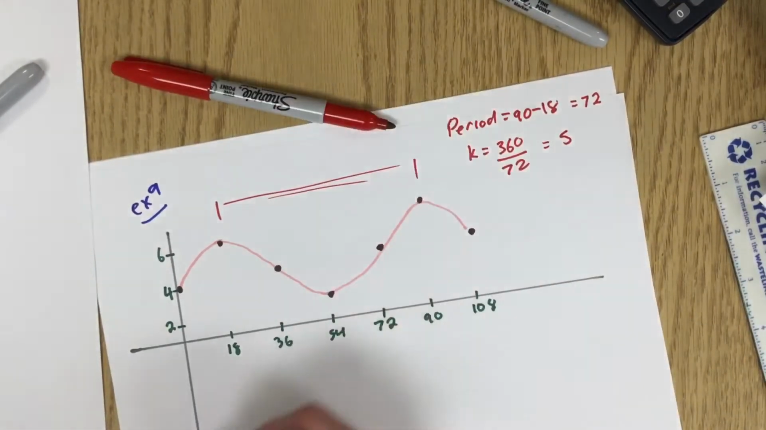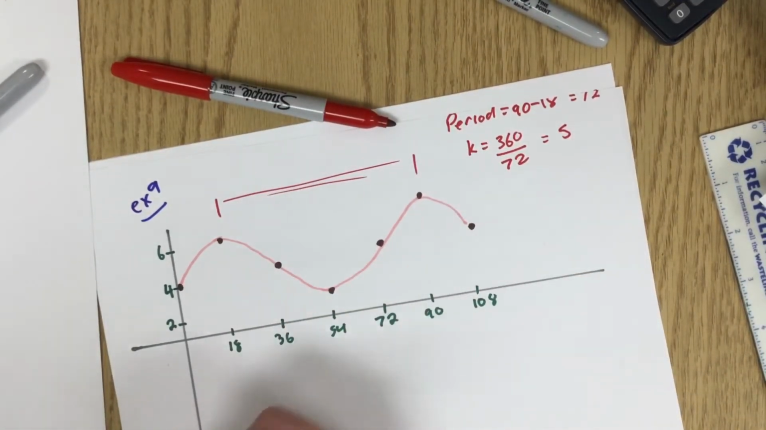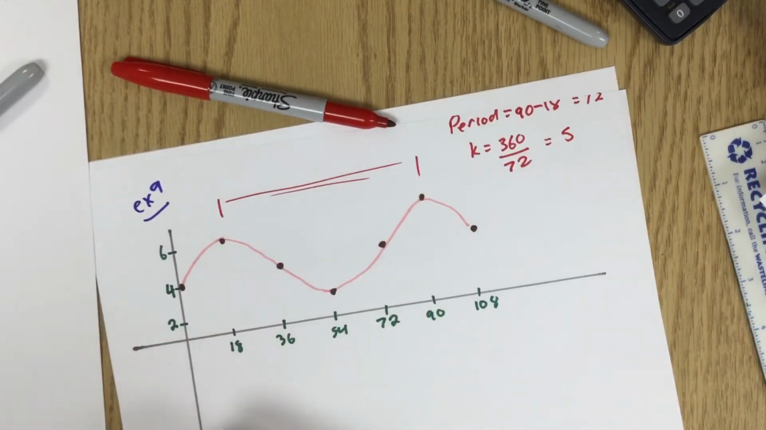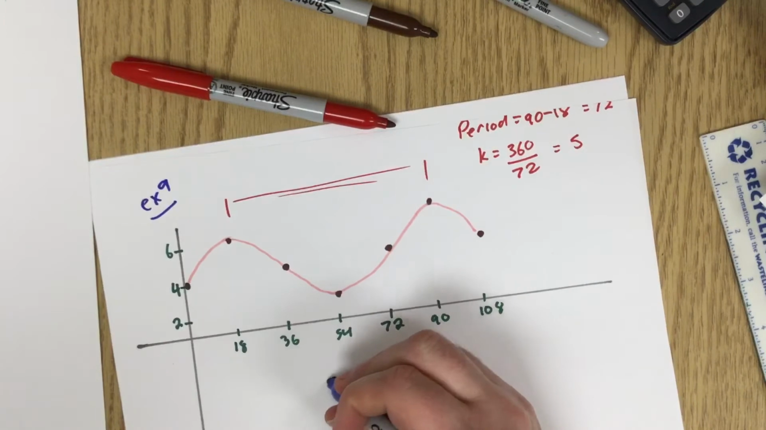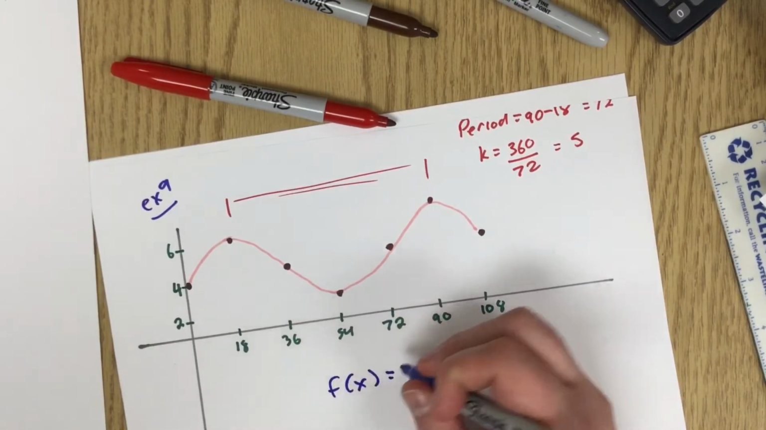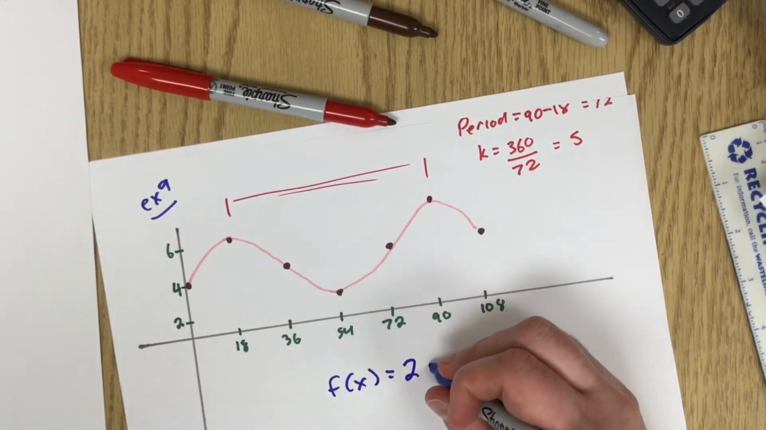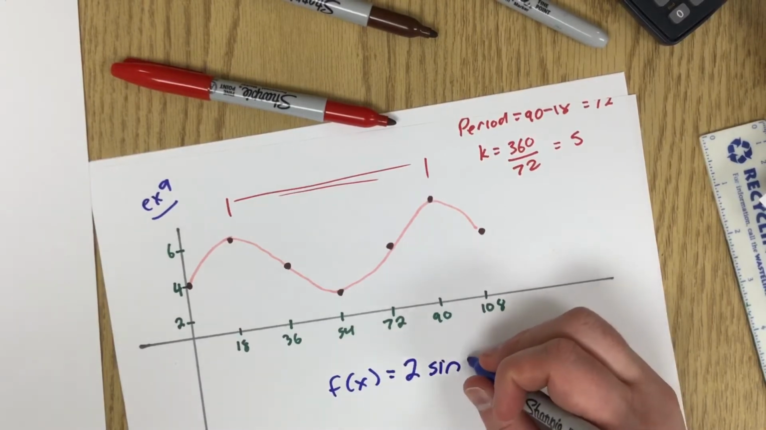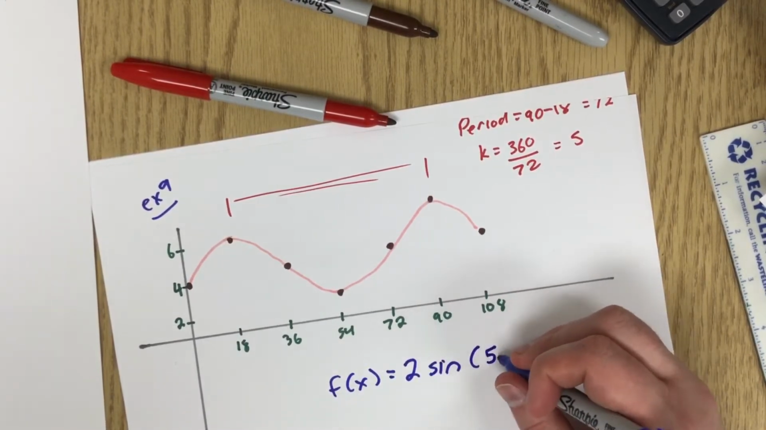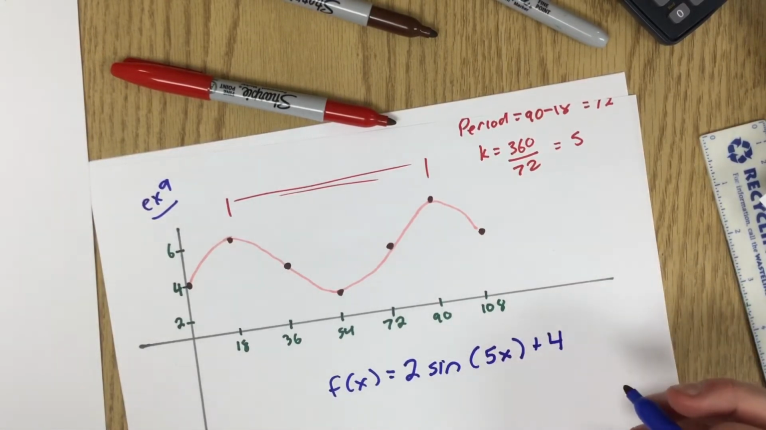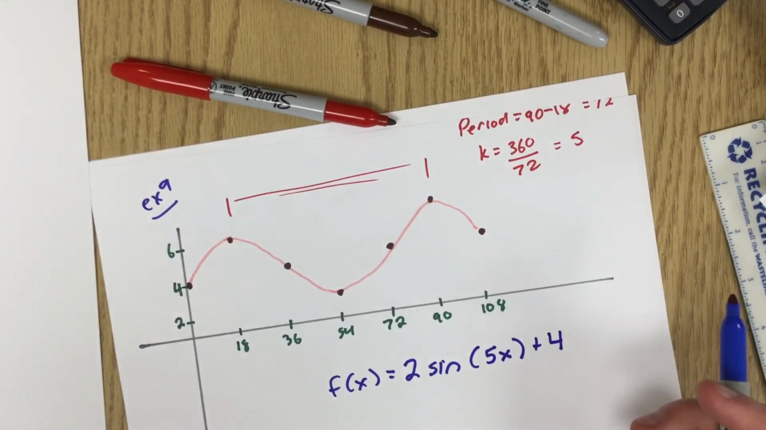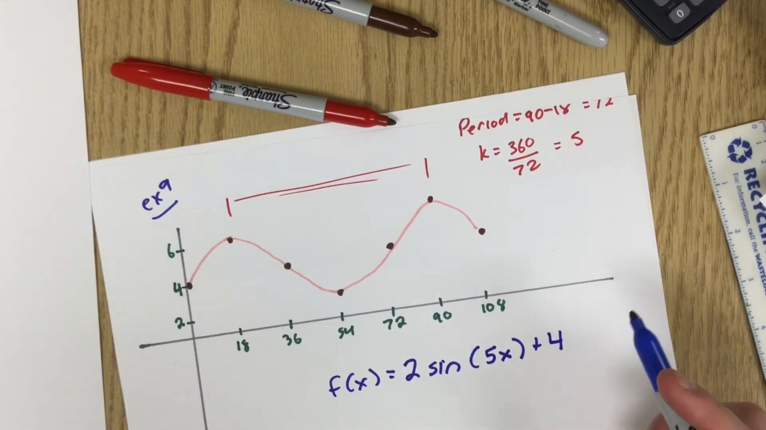I'm going to do this one more by inspection. The amplitude is 2 away. The d is 4. And so, if we think it's a sine graph, it's going to start over there. So f of x equals 2 sine 5x plus 4. It's going to be 2 sine 5x plus 4.